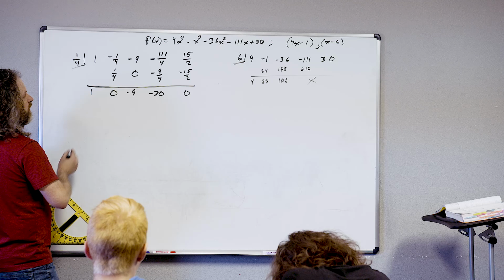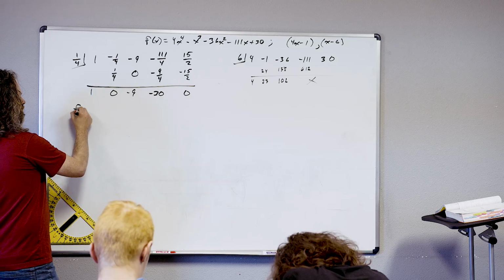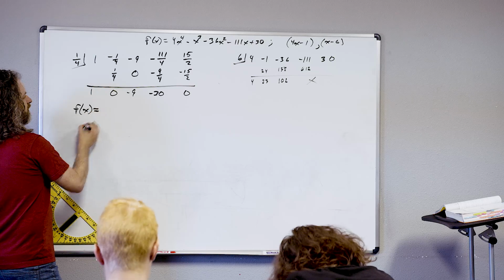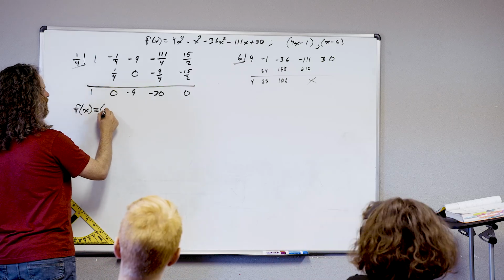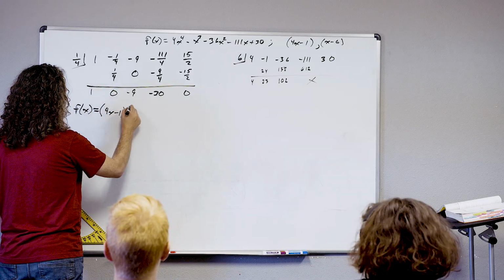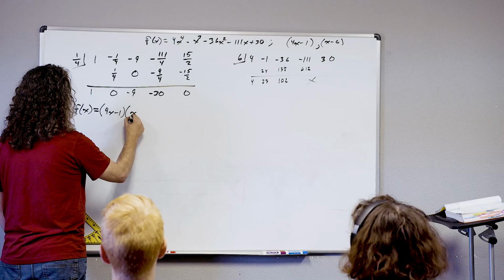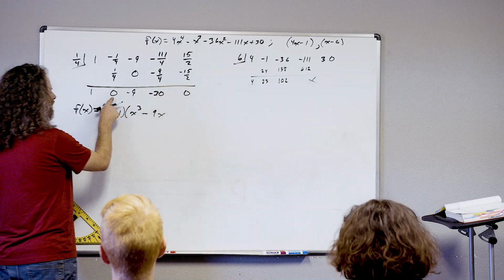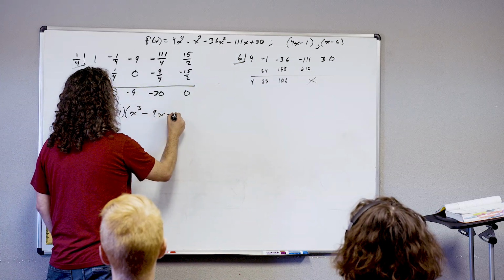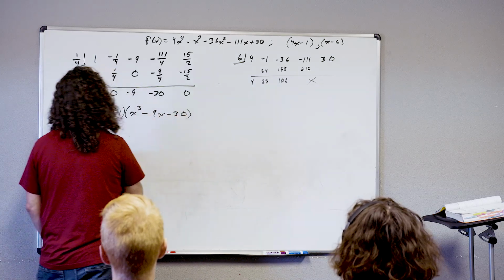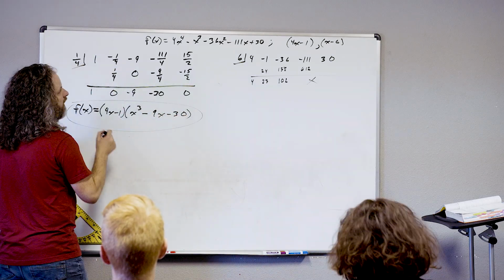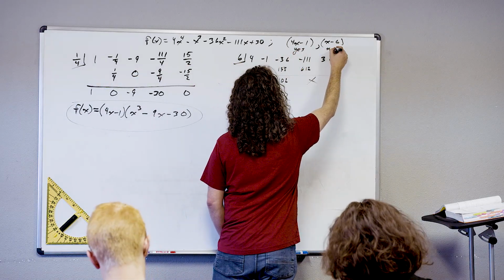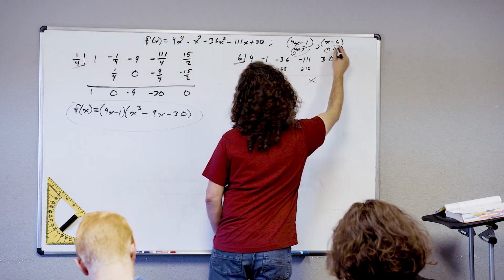All right, so the factored form of f of x, a factored form, not fully factored, would be 4x minus 1 times x cubed minus 9x, right? Because there's not an x squared term. And then minus 30. And so yes and no are the answers.